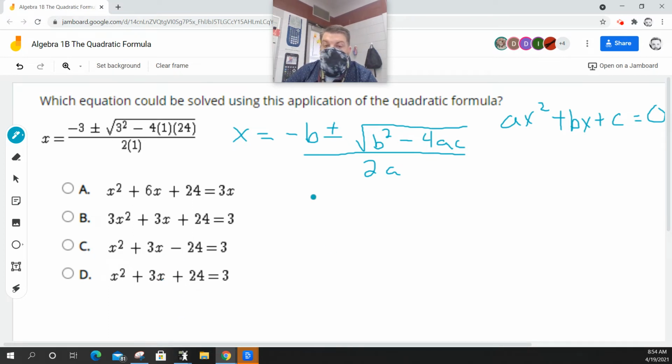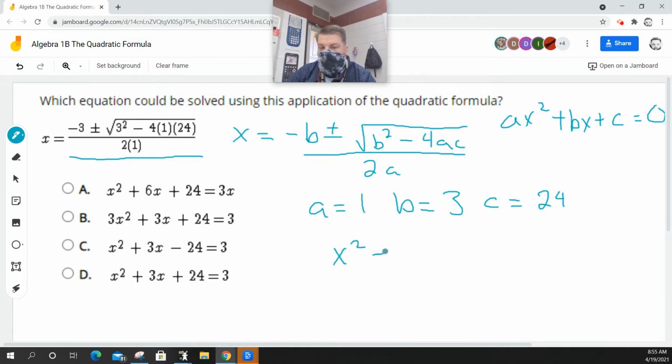But what is my a value? Looking at this information here, what is the value of a? 1. What is the value of b? 3. What is the value of c? 24. So that means I have 1x squared plus 3x plus 24 equals 0. Are those any of my options up here? No. So I have to find one that's kind of close to that.